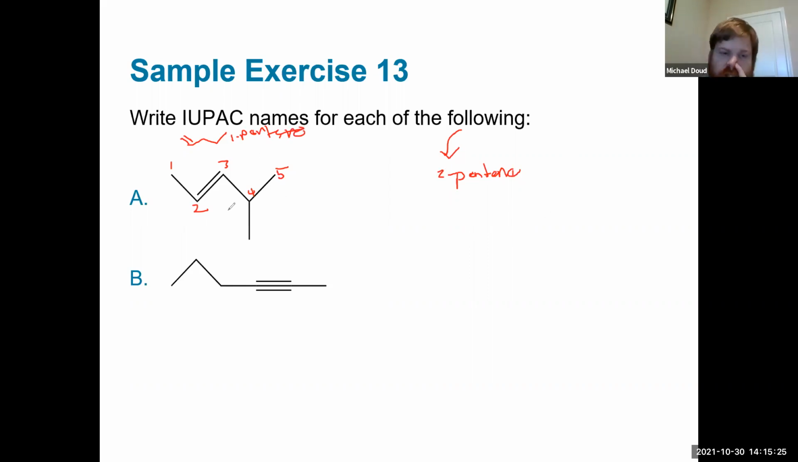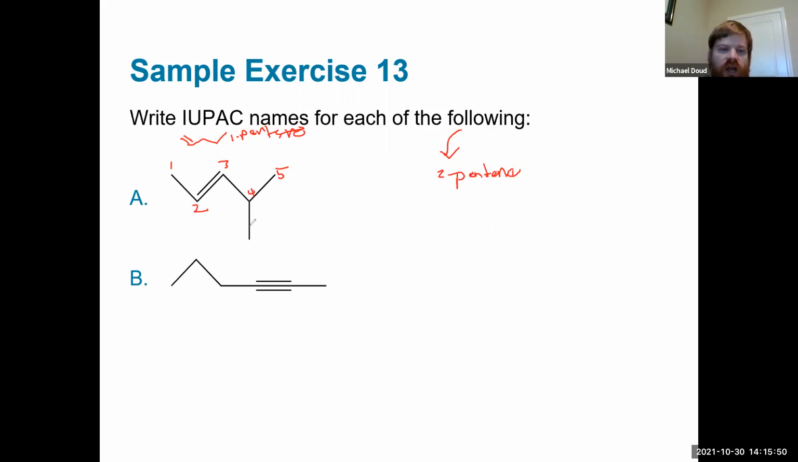Now, you might ask yourself, but Professor Dowd, we have a substituent at carbon 4. Don't we want to number the thing the other way? Well, the truth is now the double bond takes priority over the substituent. So the double bond is going to be numbered first. It's going to be the lowest number, and then the substituent is numbered after that. So always start your chain from the closest side to the double bond.